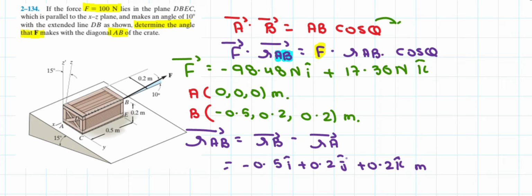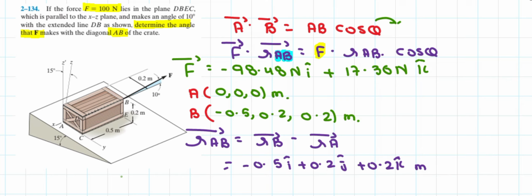And what about the location of RA? No need to write down the location of RA because the location of RA is nothing but 0, 0, 0. So if you subtract negative 0.5 i cap minus 0 i cap, it will remain negative 0.5 i cap. So no need to write it down here. Now, this is basically the position vector of RAB.